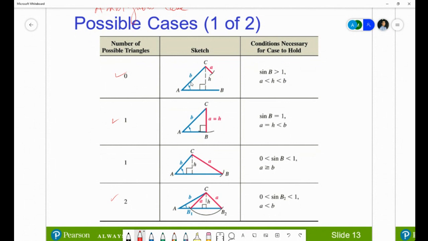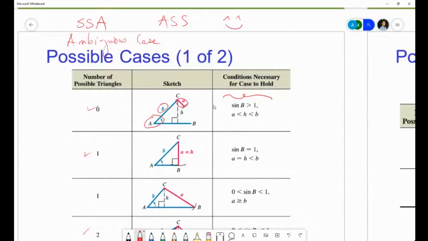Okay, so you can see here we have the angle, the side, and the side. Now we have to make sure that it satisfies the following condition right here in order for us to create a triangle. Anytime that you have side angle or angle side, we have to make sure we know what the height is, and we're going to compare that third side with the height.